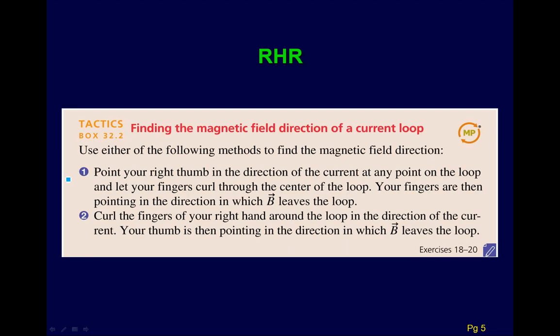And here's the right-hand rule for dealing with loops. So the first one is basically doing the way we just did it. You point your thumb in the direction of the current, and then see which way your fingers point through the loop. And that's totally fine. If that makes sense to you, do it that way. Another way to think about it that can be a little bit quicker is sort of switching up your fingers and your thumb. So curl the fingers of your right hand around the loop, and then your thumb is pointing in the direction of the B field.